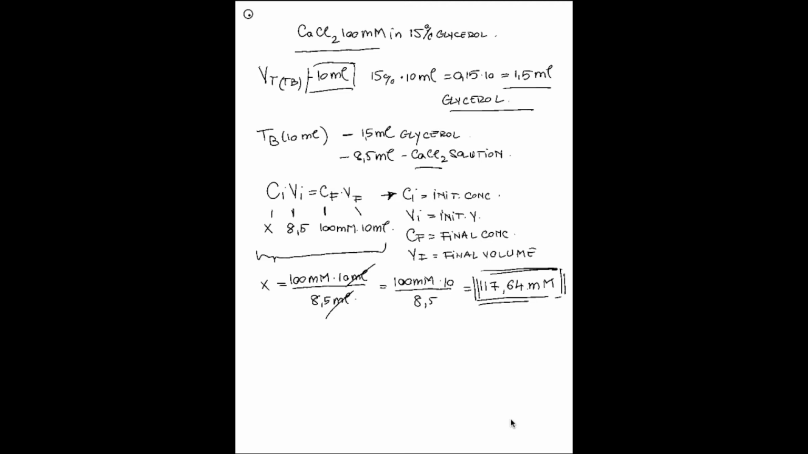Next, I'm going to need to know how exactly I will make this 117.64 millimolar calcium chloride solution. And to do this, I'm going to use an online calculator. The link will be in the description below. Let me show you.